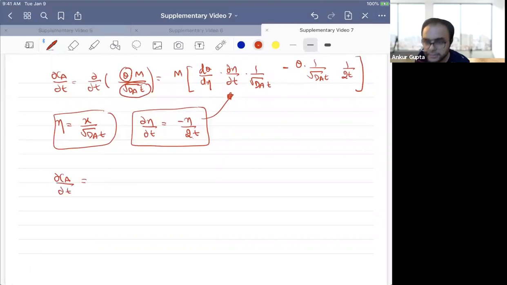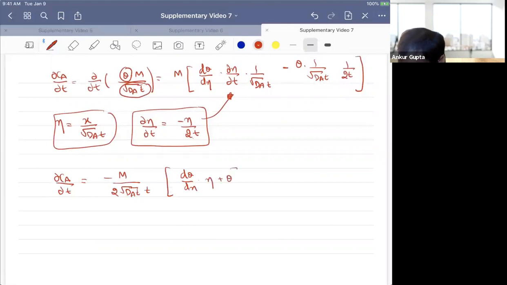And I encourage you to try this. So this takes a bit of practice, but I'm sure you can get this. It becomes M/√(D_A t) times 1 by t, dθ/dη into η plus θ. Okay, so this becomes ∂C/∂t.